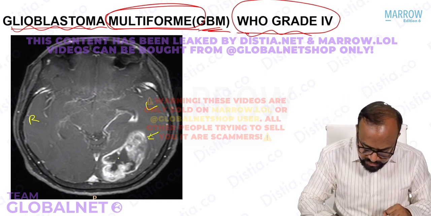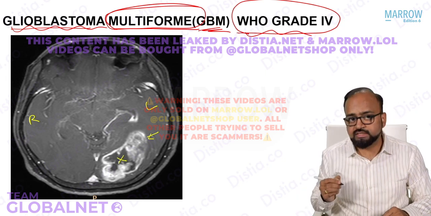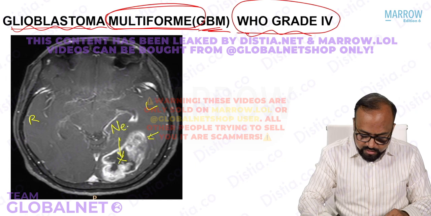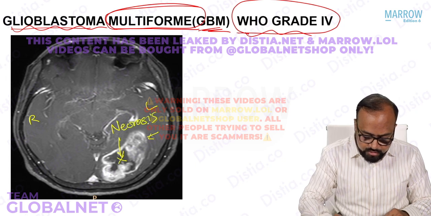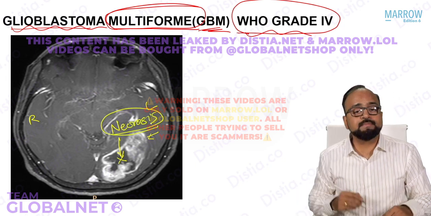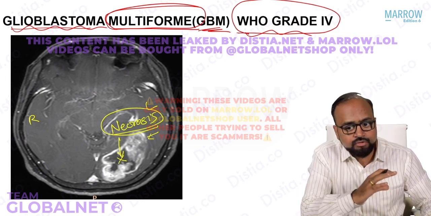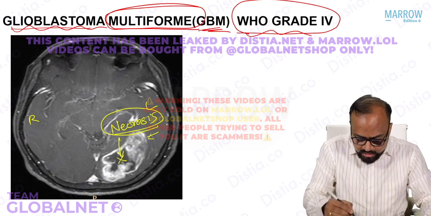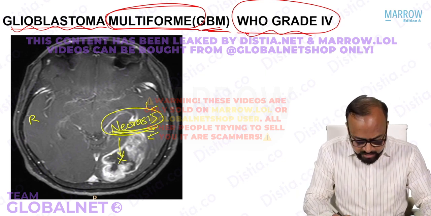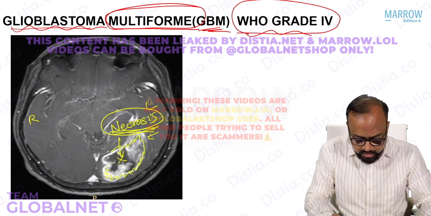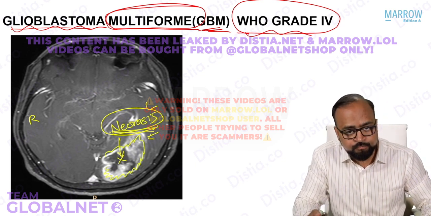What do you see in the central area? The central area is not enhancing, isn't it? Why is it not enhancing? Because central area of necrosis is a radiological as well as a pathological hallmark of glioblastomas. There is always a central area of necrosis. This is a hallmark. Around the central area of necrosis, there is a peripheral irregular rim of enhancement, a very thick layer, irregular dirty enhancement which is seen around it.